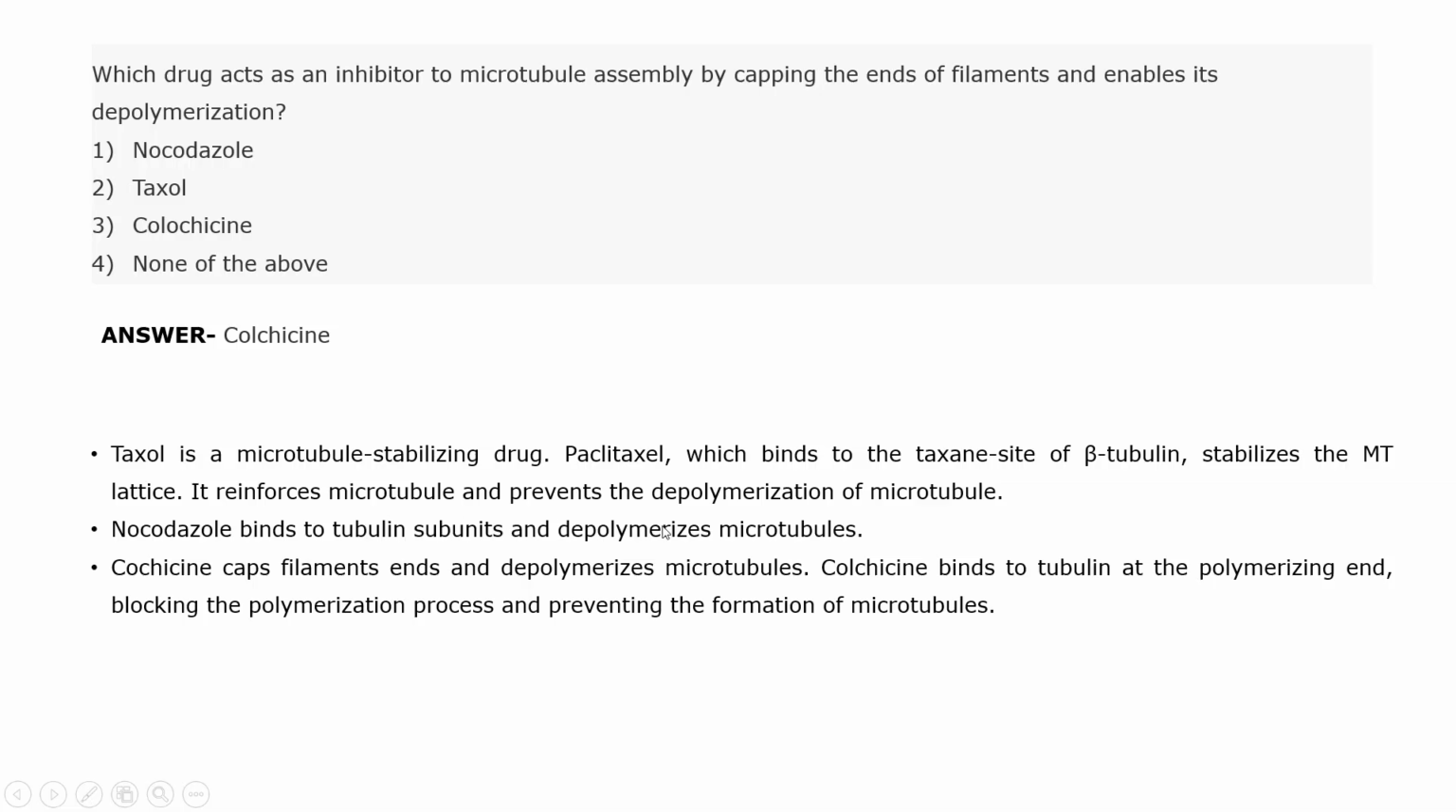Nocodazole binds to a tubulin subunit that we have discussed earlier, gamma tubulin, right, and then depolymerizes the microtubule. So in this case, colchicine acts as an inhibitor to microtubule assembly by capping the ends of filaments and enabling its depolymerization. Okay, so does anyone have any doubt regarding this?